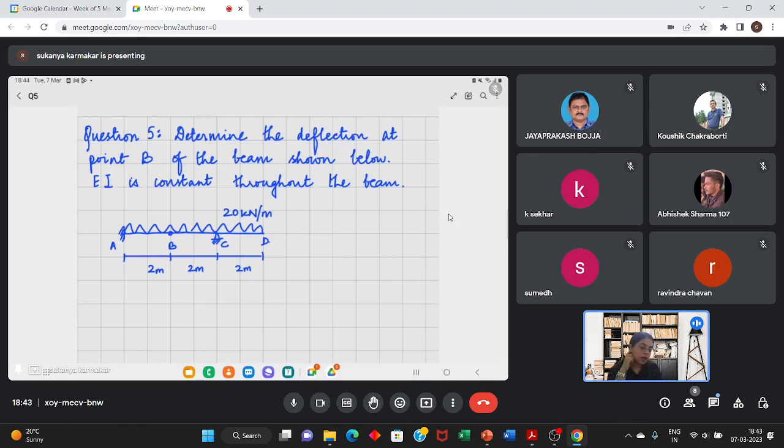So in this question, again, I want you to use the conjugate beam method, but now I want you to calculate the deflection at point B, and B is an internal hinge and EI is constant. So that is mentioned.